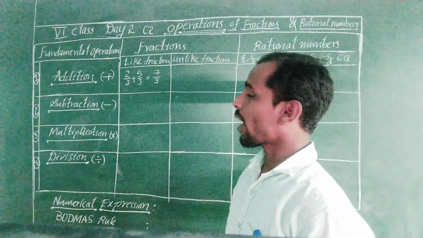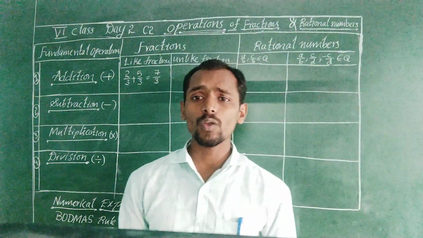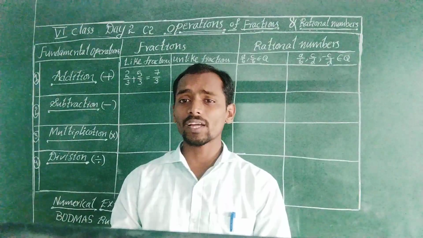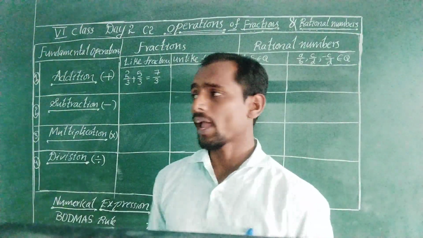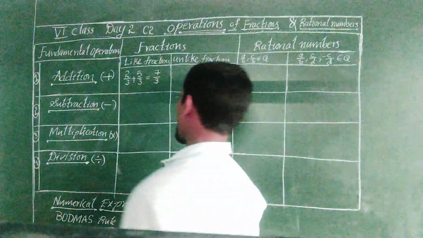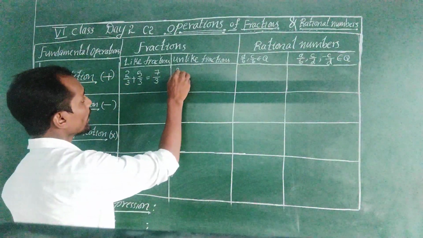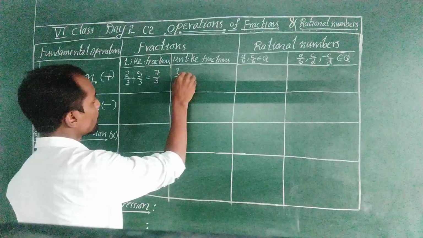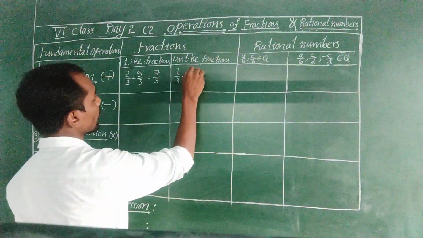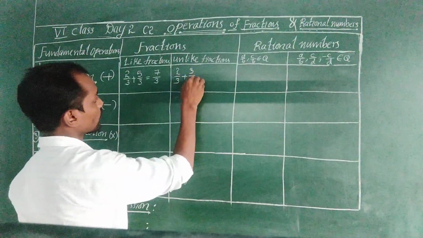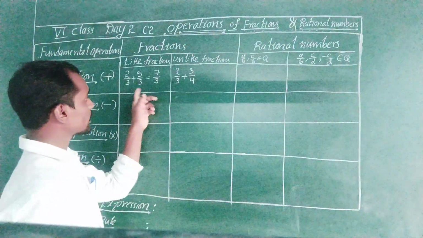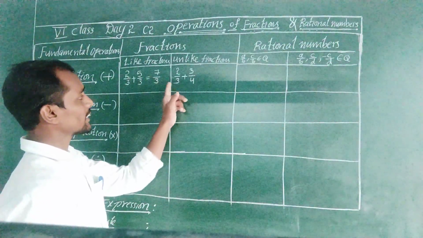How to add unlike fractions? First of all, you have to convert them into like fractions. After that, add them as like fractions. I am taking two unlike fractions now: 2 by 3 plus 3 by 4. Here, what is the LCM of both denominators 3 and 4?